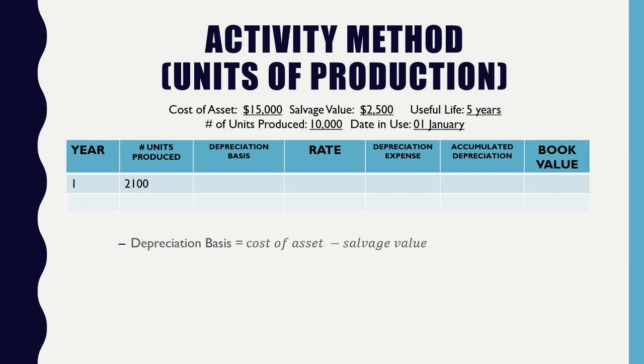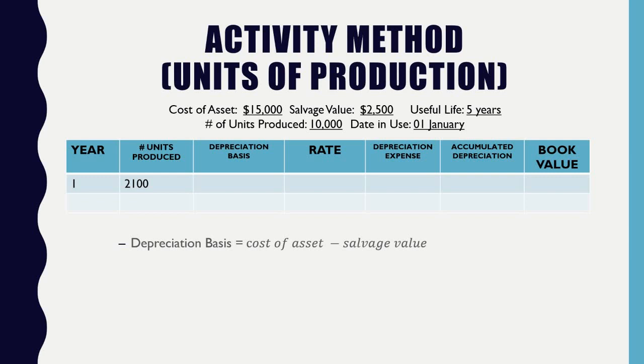So we bought 2,100 at 15,000? No. Okay, so we bought a machine. The machine produces the items. Oh, okay. So that has nothing to do with it. Okay, I'm sorry. No worries. Just clarification. So we bought a machine. The asset cost was $15,000. The salvage value is $2,500.